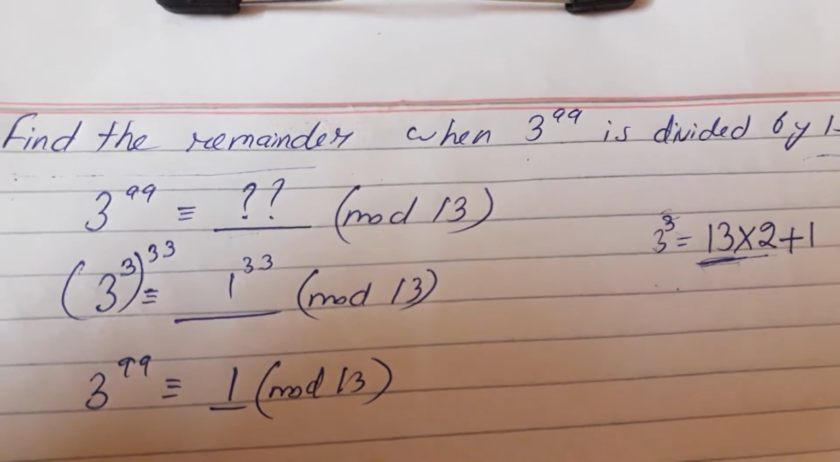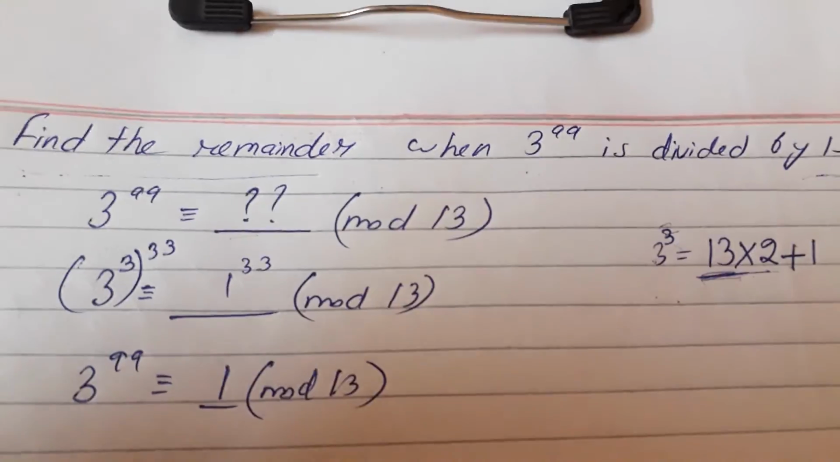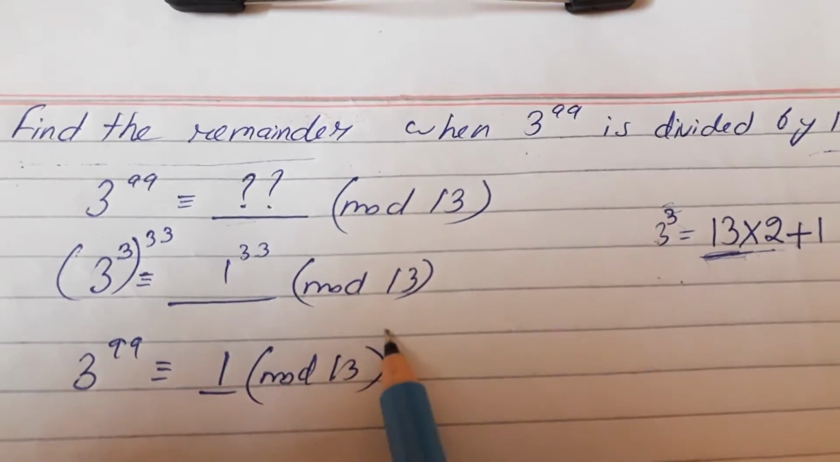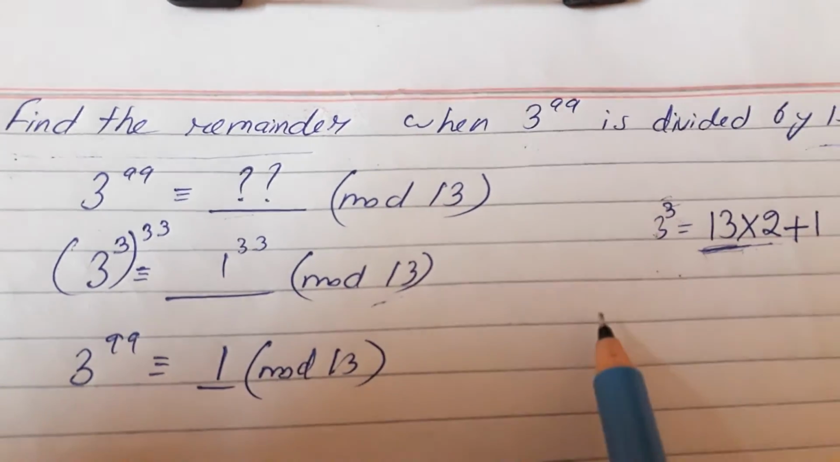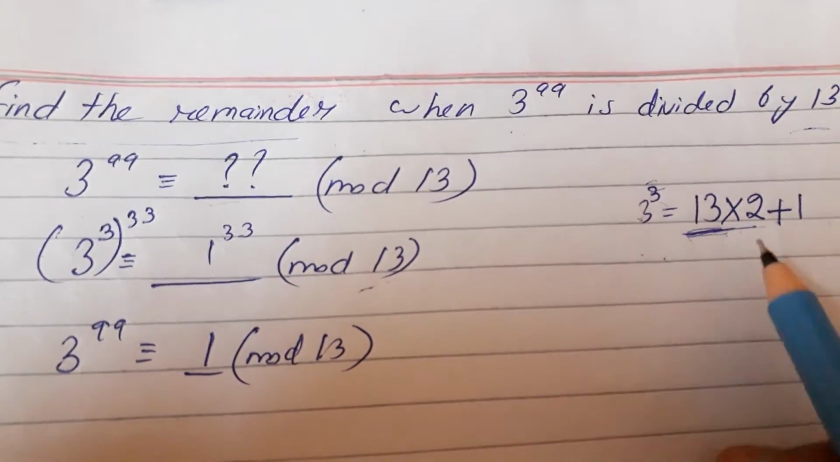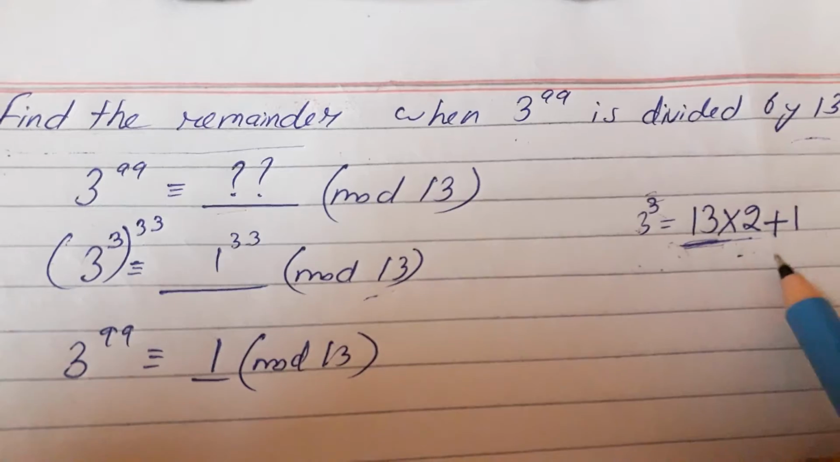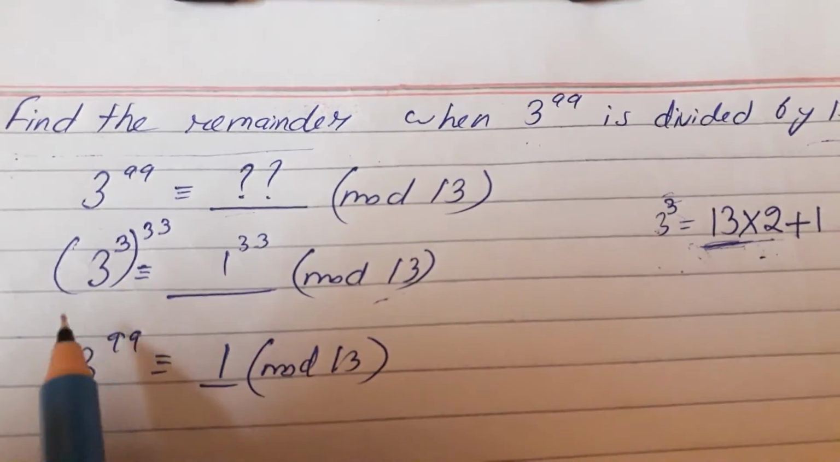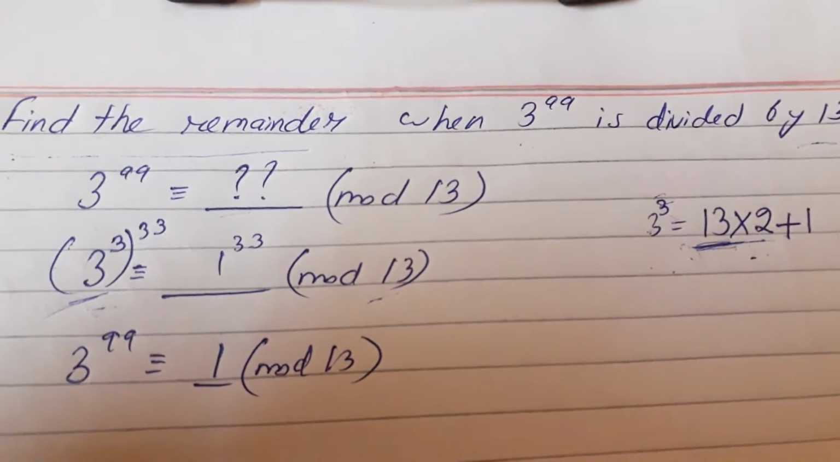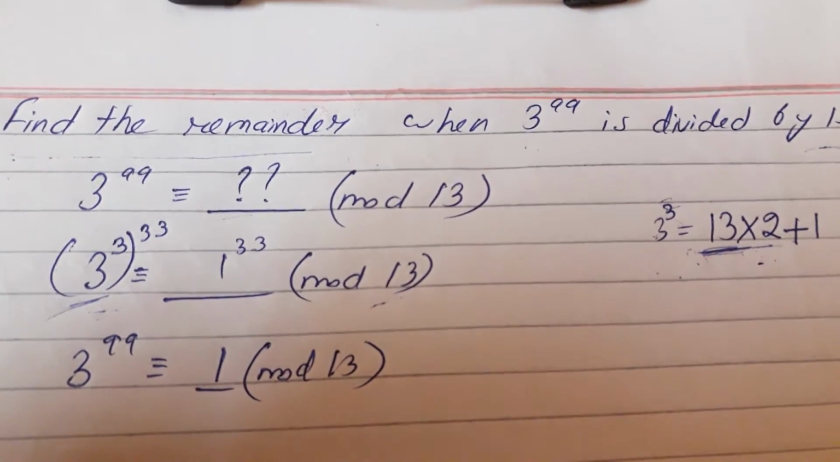I think you have understood the calculation. In the first step, forget about the power, then you have to take 13 as the divisor. Then divisor into something means divisor into quotient plus remainder. So divisor into something plus remainder will be the multiple of this number. Then you have to use your mind, then you have to calculate.